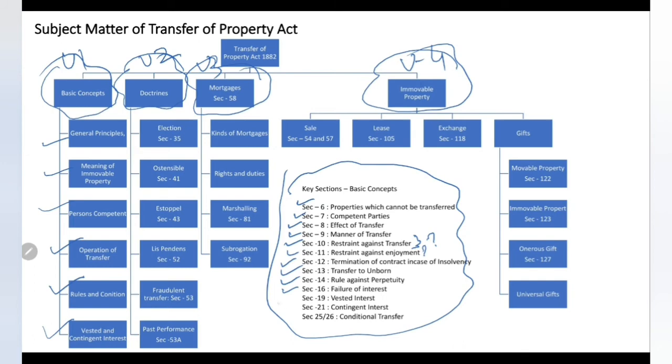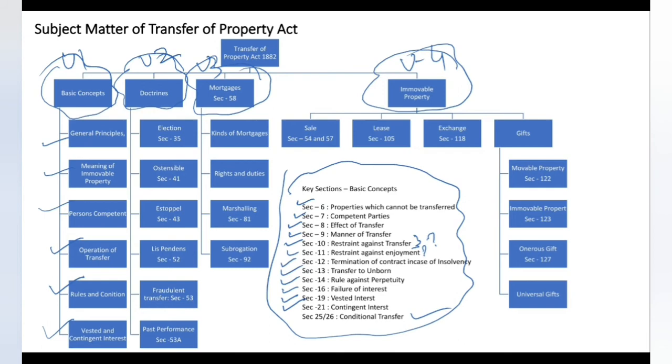Vested interest and contingent interest, section 19 and section 21 respectively, and section 25 and 26 deal with conditional transfer. These are the key sections which we have to remember to cover our basic concepts unit. Okay, we will discuss all these things in detail in subsequent videos.